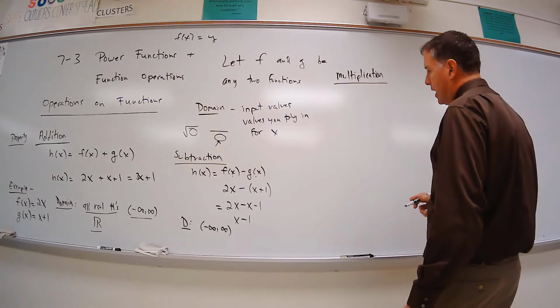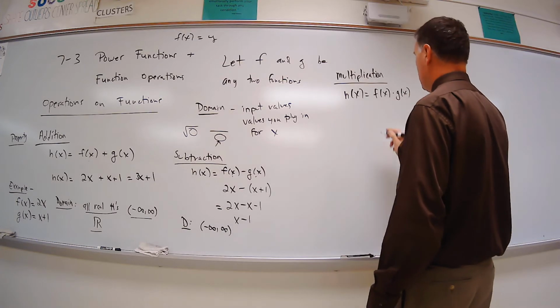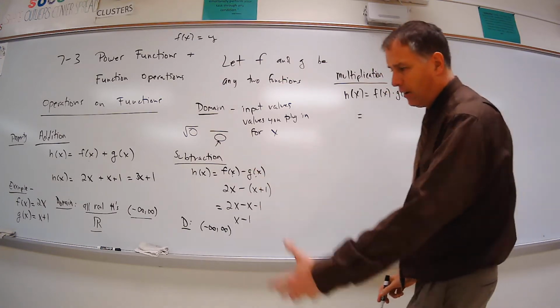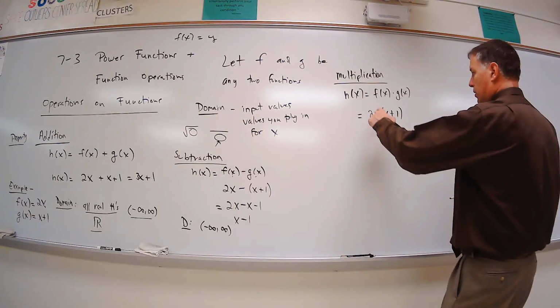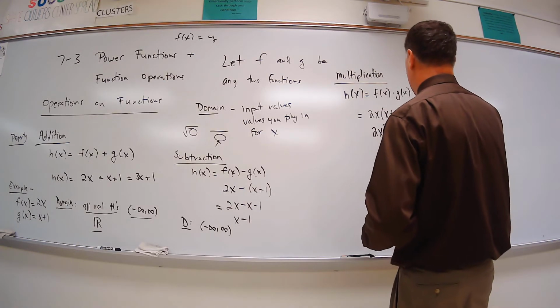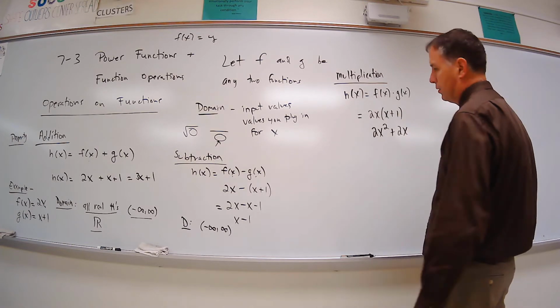Okay, so for multiplication, we're going to say that h of x is equal to f of x times g of x. So let's plug that stuff in. Again, our functions over here, 2x and x plus 1. So this is going to be 2x times parentheses x plus 1. Distribute, 2x times x is going to be 2x squared, and 2x times 1 is going to be 2x. Okay? So, what do we have? Well, let's talk about our domain.